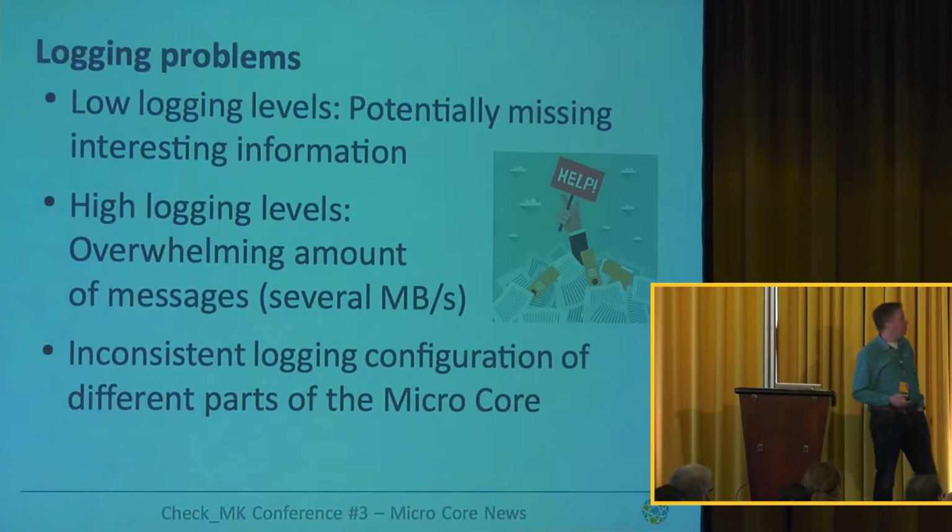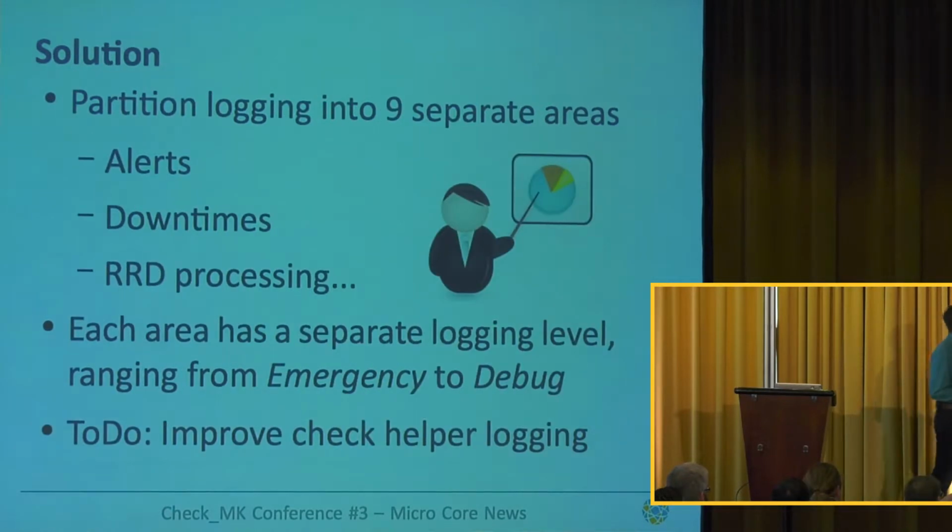So, logging problems. If everything's fine, everything's good, but if things go wrong, you need this. If I have a logging level that's too low, there will be information missing. On a higher logging level, I typically have, in 1.2.8, there was a problem with debugging large installations. We had dozens of megabytes per second, and that's not fun to analyze. And it was still inconsistent in different parts of the micro core. We have worked on that.